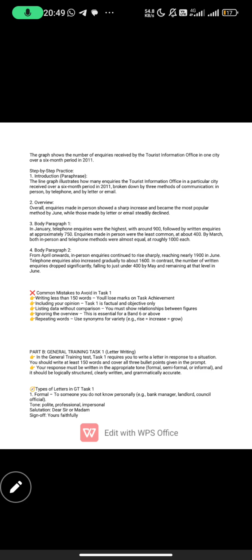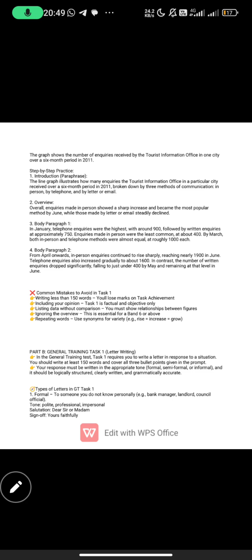Now, look at the introduction I gave yesterday. The line graph illustrates how many inquiries the Tourist Information Office received. We did this. I don't want to spend so much time on it because of time, but when you're back to this class, you can pause it here and look at it closely. Look at my introduction. It's just one sentence, though this kind of sentence is called a multiple sentence. And the overview as well is one sentence.